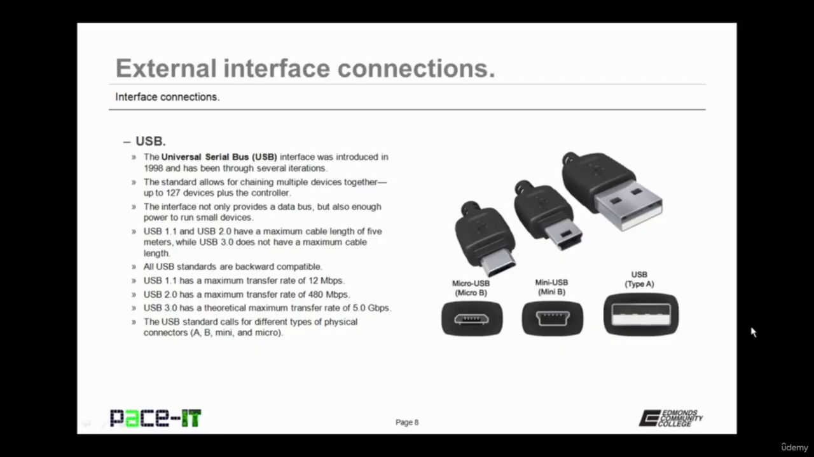For USB 1.1 and 2.0, the standard calls for different types of physical connectors. They can be broken out into A connectors and B connectors, with each having a mini and micro version. USB 3.0 has its own standard for the connector. And these are usually colored blue so that you know that they're a USB 3.0.